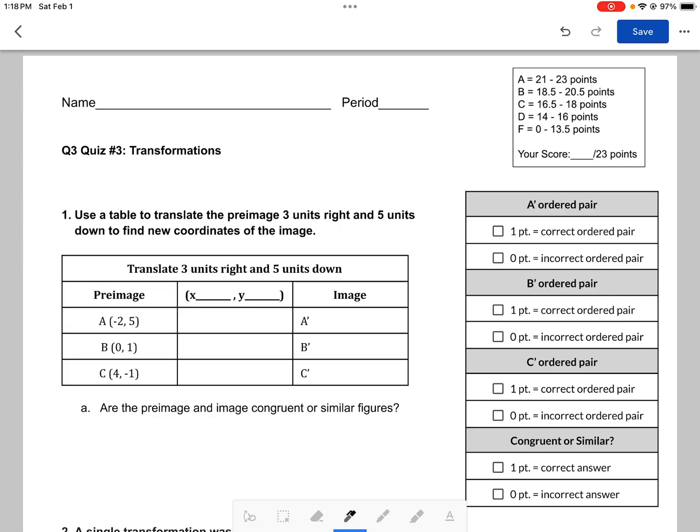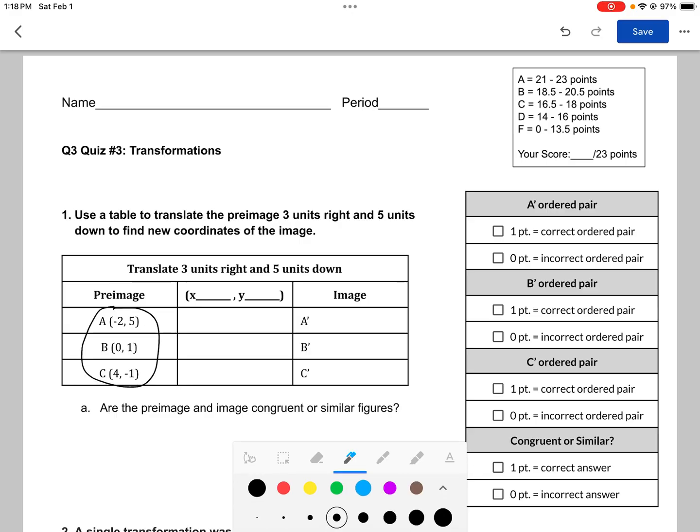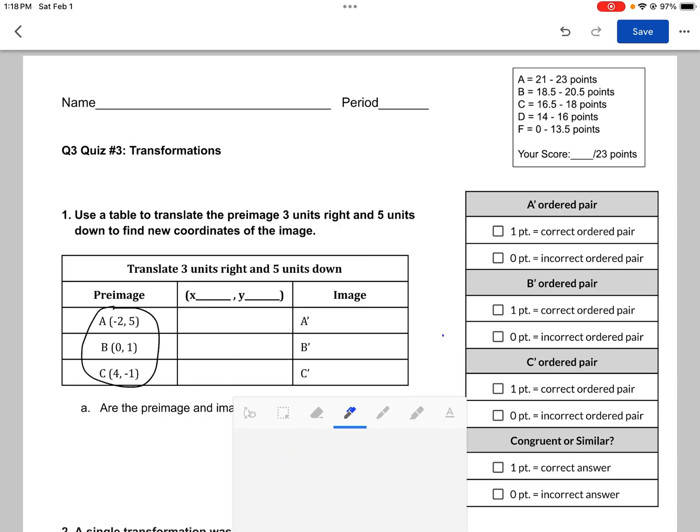Looking at number 1, it says use the table to translate the pre-image 3 units to the right and 5 units down to find the new coordinates of the image. So our original coordinates are here. I'm going to use a different color. I'm going to use blue so we can see this a little easier. And we need to find the new coordinates.